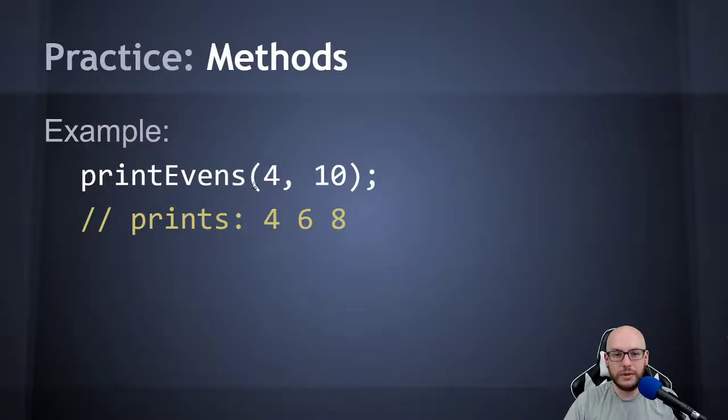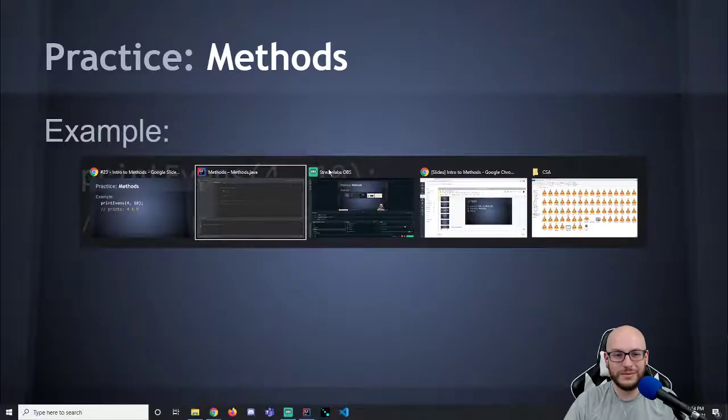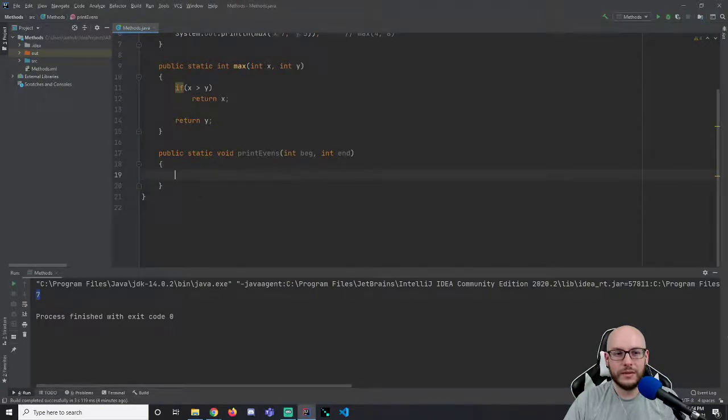All right, so an example of this is 4, 10. We're going to do all the even ones. We start at 4, we're going to go 4, 6, 8. Notice that 10's not here. That's because the 10 itself is exclusive. More on that later. Okay, to do this, we're going to use a loop.